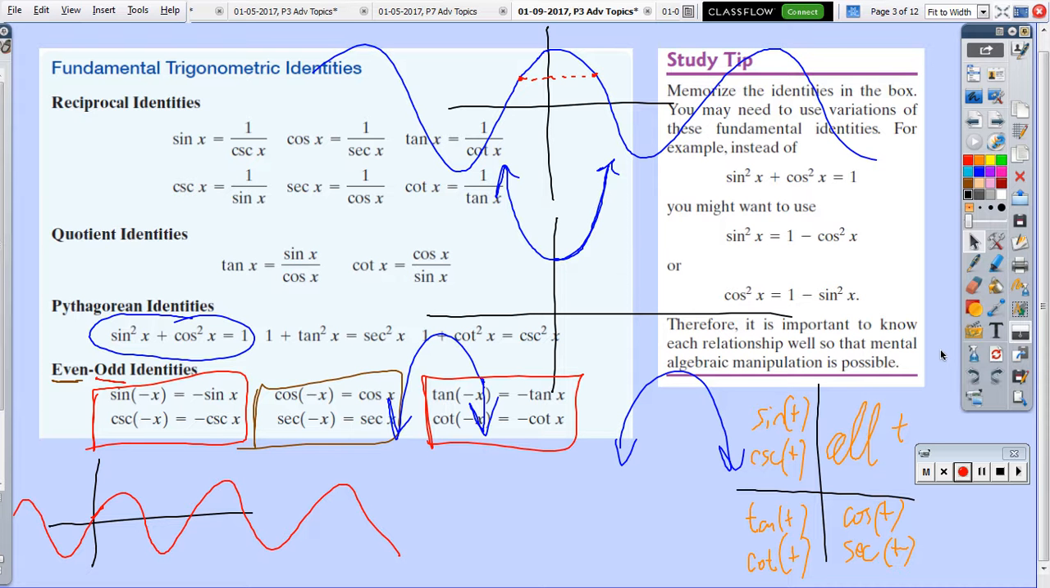So imagine you take this and flip it this way, so now it would look like that. And then flip it this way, you go right back to where you started. So that's what it means to be symmetrical about the origin. That's what makes these odd functions: sine, cosecant, tangent, cotangent.